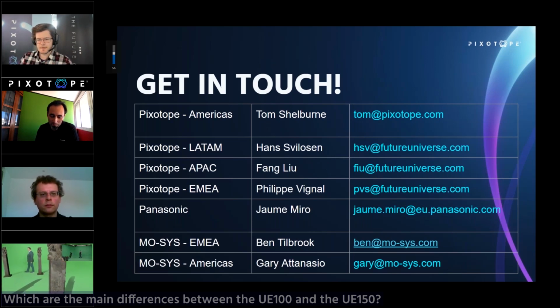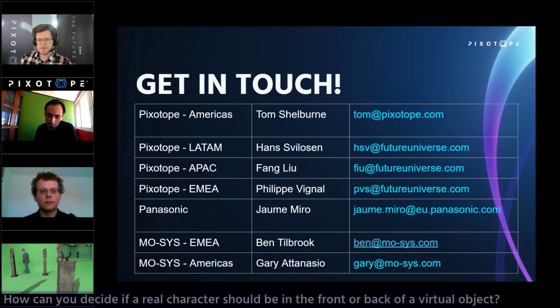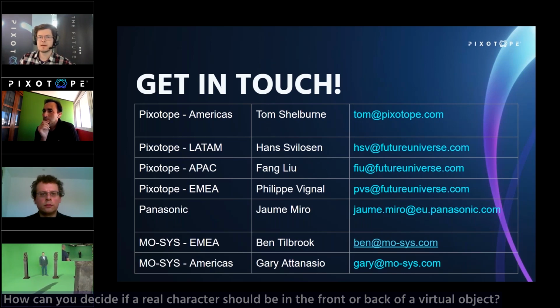Very good. The next question is, how can you decide if a real character has to be in front of or in the back of a virtual object? First of all, in order for a real person to be in front of virtual graphics, you're going to need some way to make a key. This is not necessary for a static object, because a static object we can recreate in 3D and use as a holdout. But we cannot do that for a person, because persons tend to move around and be shifting in shape, so we need a key.